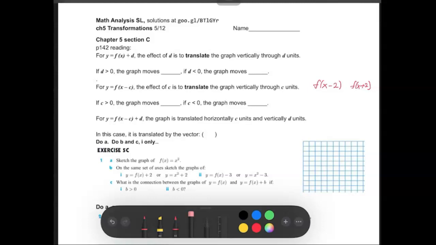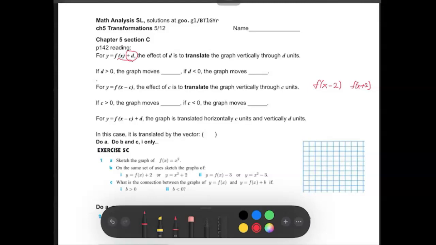Page 5, transformations. So starting here, for y equals f of x plus d, the effect of d is to translate the graph vertically through d units. Yeah, so when you have addition and it's outside the function, that means vertical. Addition and subtraction means up and down. Translation. So it's up and down because it's a vertical translation.